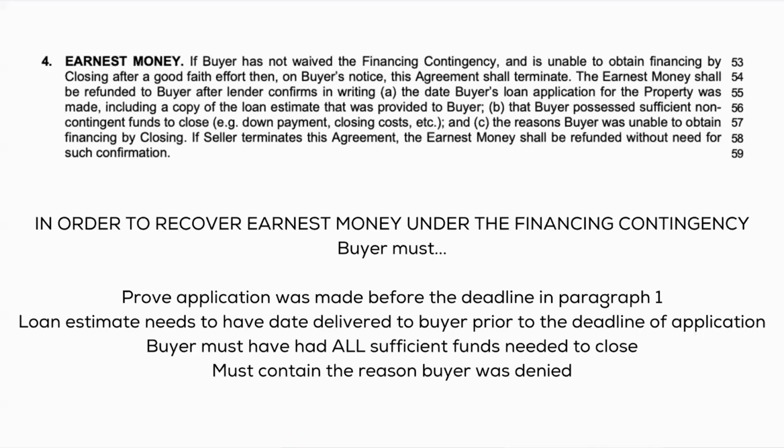So if they said they were going to put $100,000 down and that $100,000 was a gift that they never got, there is no protection for that. They must have already had the funds available to close the sale. And then finally, it must contain the reason for the buyer's denial.